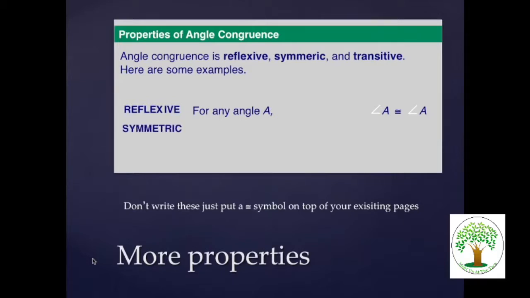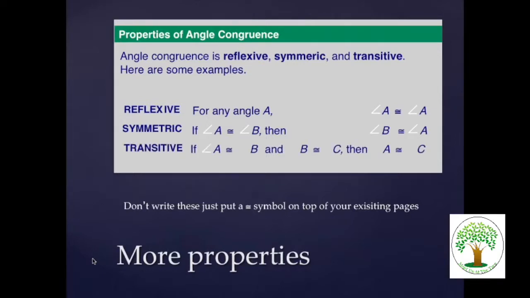Another one is symmetric. If I have angle A equaling angle B, I can turn it around and make it B equal A. Congruence will work the same. So if I have angle A congruent to angle B, I can flip them around. So symmetric works the same, okay? Transitive works the same also. So if I have angle A congruent to angle B, and B congruent to angle C, then I have at the end angle A congruent to angle C.